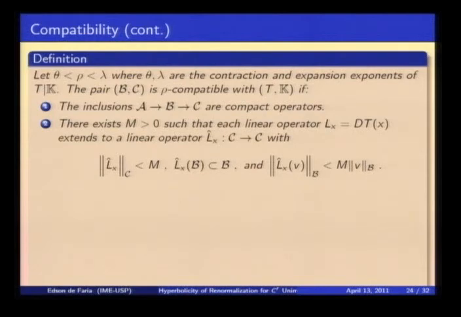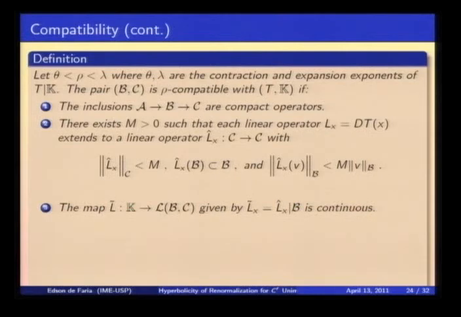Okay? So each one of these maps should extend as a bounded linear operator from C to C. C is the largest of the three spaces. And in fact, they should be extendable in a uniformly bounded fashion, like here. Each one of these extensions should leave B invariant. And if you look at the operator in B, it is also a bounded operator. I think I meant for every V in B.